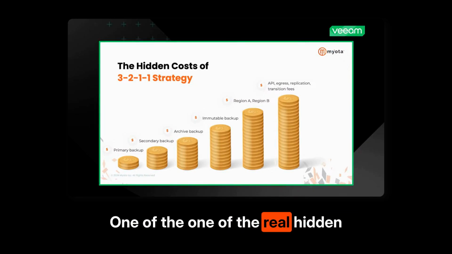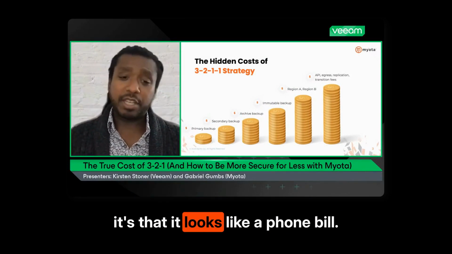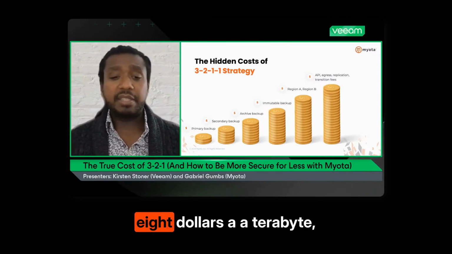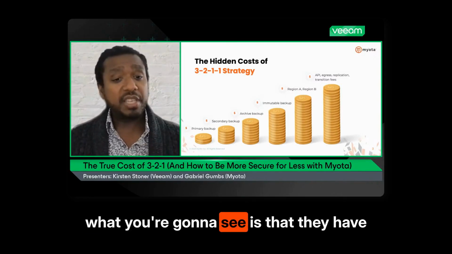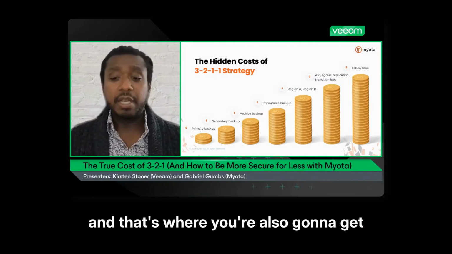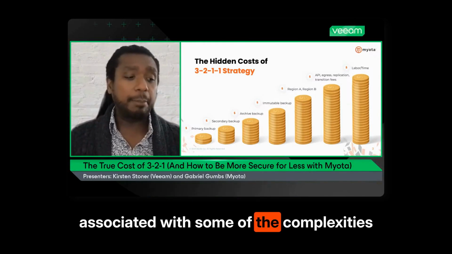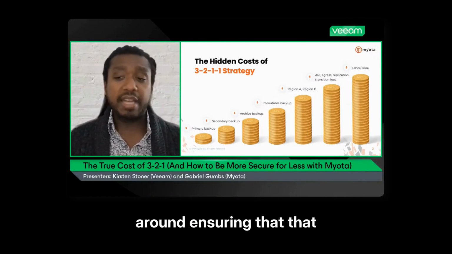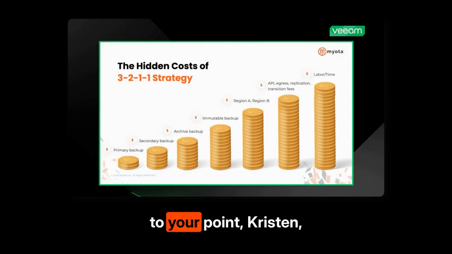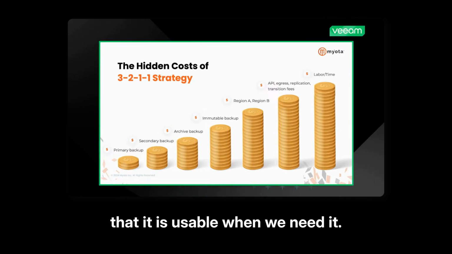One of the real hidden costs in the cloud is, if you've ever looked at your cloud bills, it looks like a phone bill. Even the budget storage providers that are coming in at $6, $7, $8 a terabyte, what you're going to see is that they have tiered pricing for API fees, and that's where you're also going to encounter some additional costs. And then finally, there's just the labor and time associated with some of the complexities around ensuring that that data is in multiple copies, is in multiple locations. To your point, Kristen, has been tested, and we know that it is usable when we need it.